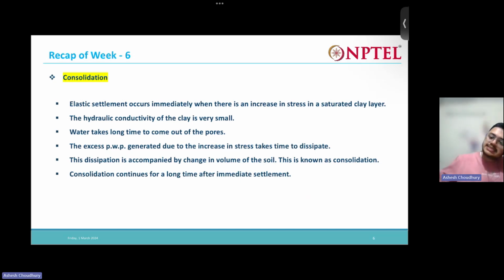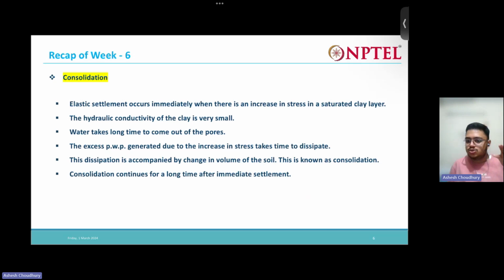Now, as time passes, a long time. As I said earlier, this water takes a long amount of time to pass through clays. So as time passes, say 1 day, 2 days, 1 hour, slowly this water is going to drain out. As the water drains out, this pore water pressure is going to get dissipated. That means the pore water pressure is going to reduce. Water is draining out, so pore water pressure is going to reduce.